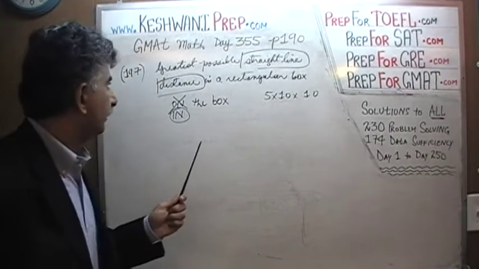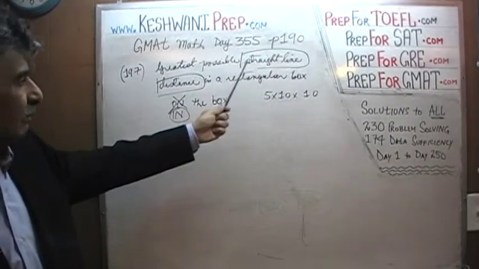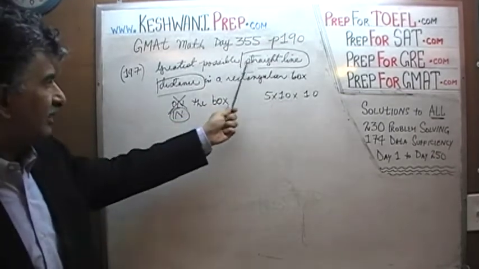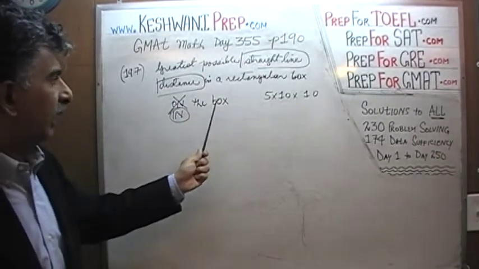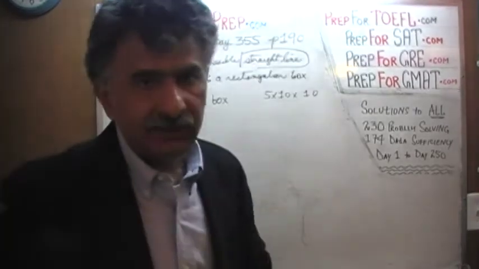Here's what the problem says. In 197, they're looking for the greatest possible straight line distance in the rectangular box that is 5 by 10 by 10. That is 5 by 10 by 10.